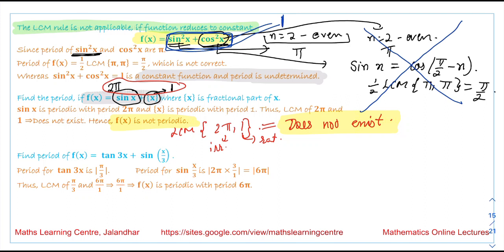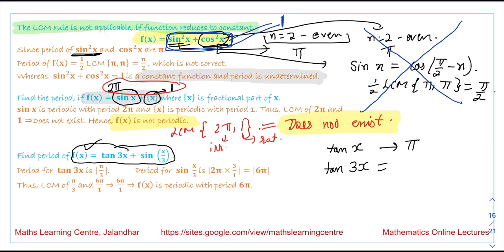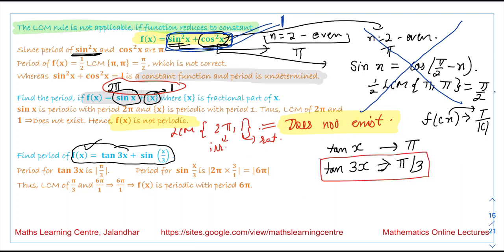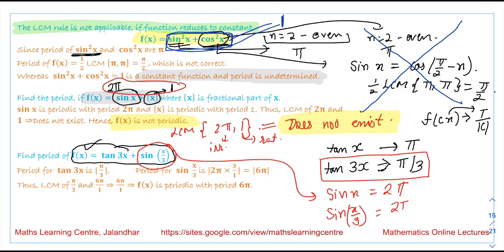Next we have f(x) is equal to tan of 3x plus sin of x by 3. We have to find the period of this function. For the function tan x, the period is pi, the value of n is 1, and from the table it is clear that its period is pi. We know the period of the function tan 3x, where we have multiplied x with 3, so the period will become pi by 3. The formula we have seen is that if f of cx is there, and the period of f of x is t, then the period of this will be t divided by mod of c. So, the period of tan 3x is equal to pi by 3. The period of sin x is 2 pi. So, the period of sin x by 3 will be equal to 2 pi upon 1 by 3, that is equal to 6 pi.